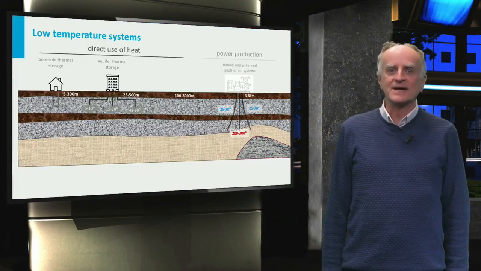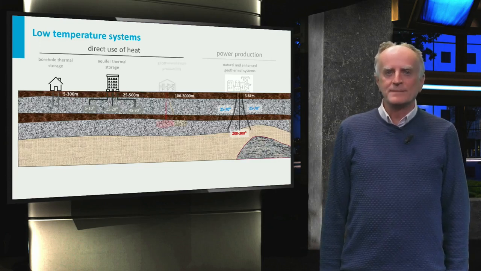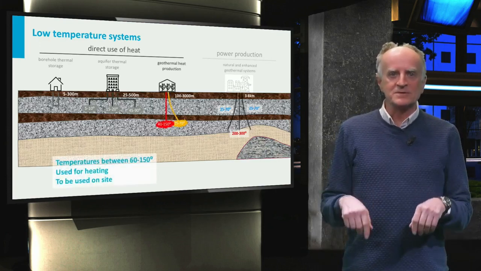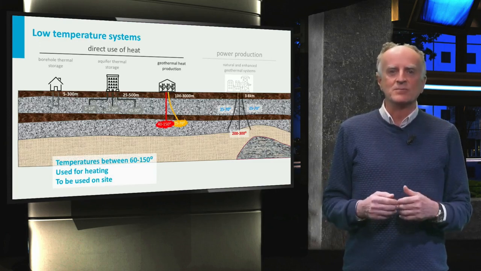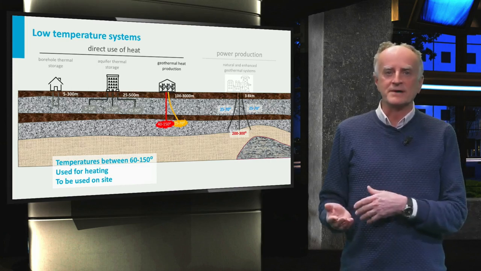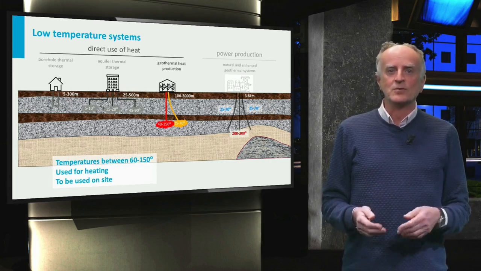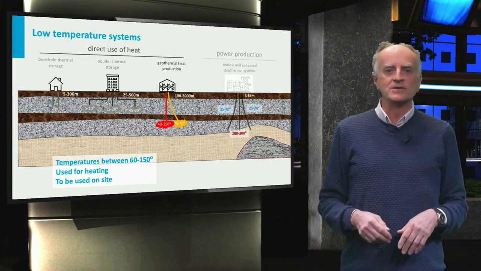Our focus is now on low temperature geothermal systems. Low temperature systems tap into aquifers with waters at temperatures around 60 to 150 degrees, which are used for heating. Heat cannot be transported very far, and therefore the development of low temperature systems is largely conditioned and driven by the location of the heat demand.